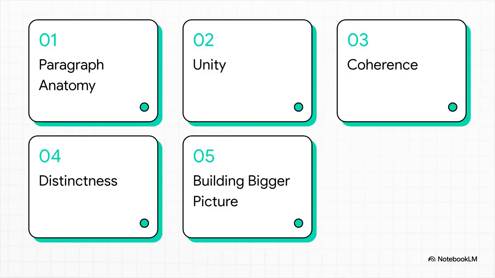Okay, let's dive into this. Here is the roadmap for our explainer today. We're going to start with the anatomy of scientific paragraphs. Then we'll hit the 3 critical pillars: unity, coherence, and distinctness. And finally, we'll wrap it all up with building the bigger picture.